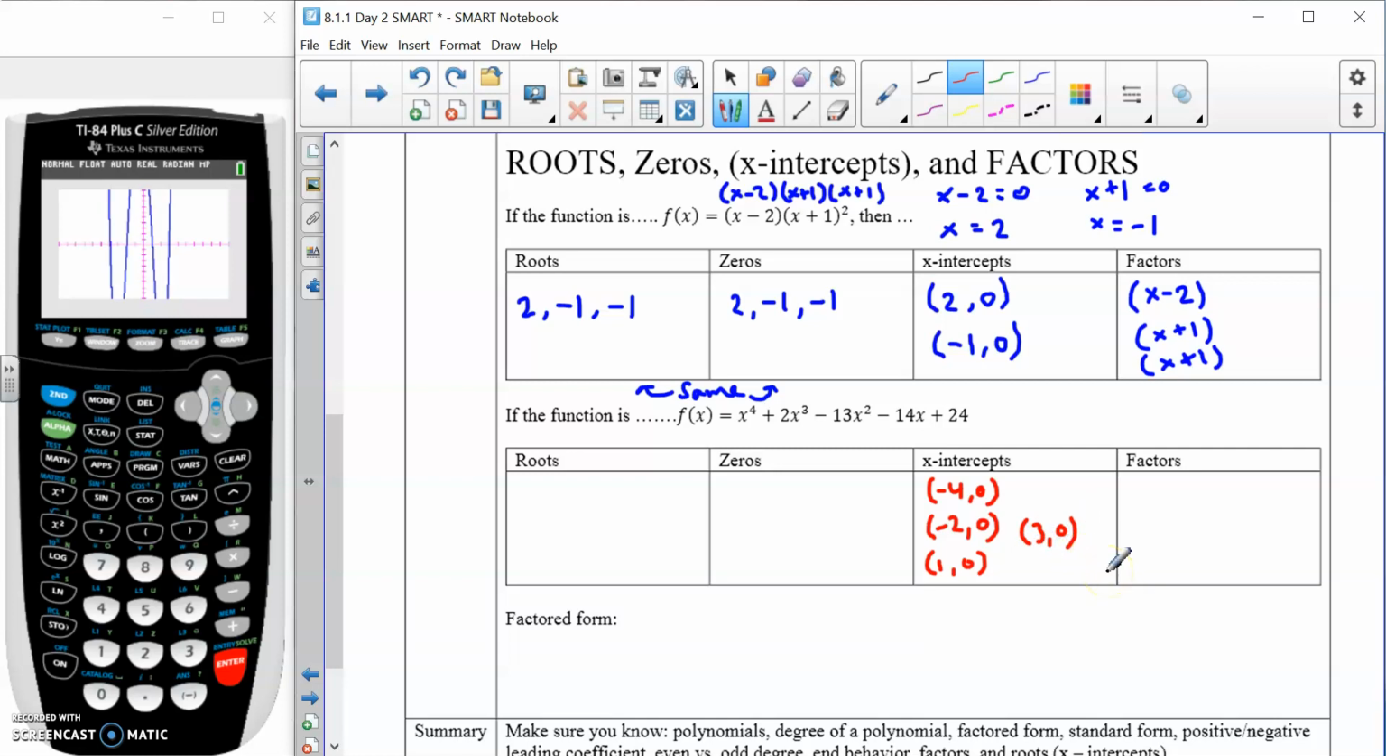All right, once we find all the x-intercepts, we can just use those to find the rest of this information. So if you look at our previous example, notice how the zeros and roots were actually the same numbers as our x-intercepts, or at least the x-values of our x-intercepts. So we know just by looking at the numbers in the x-value for these points, our roots are -4, -2, 1, and 3. And again, we just use those same values for zeros.